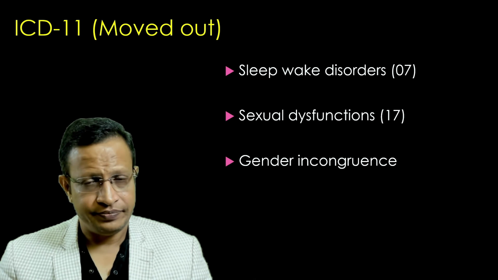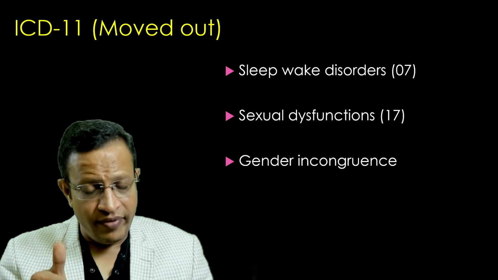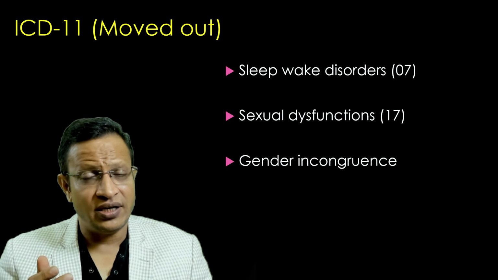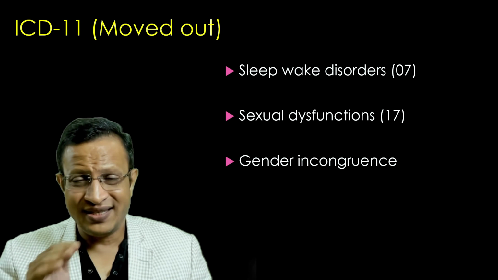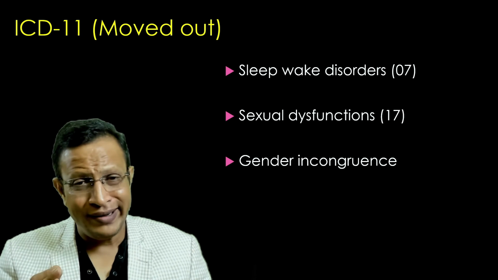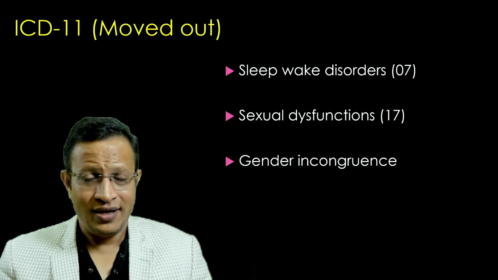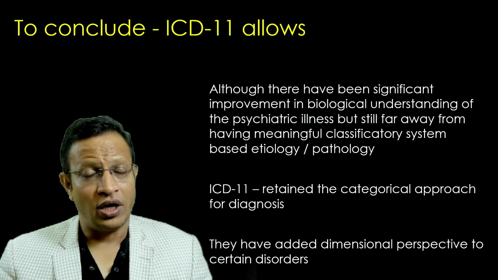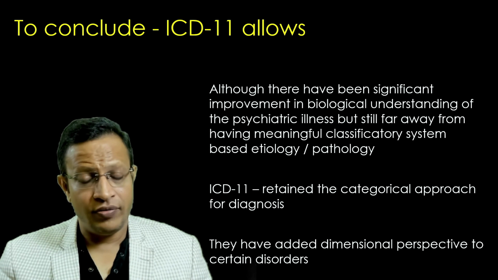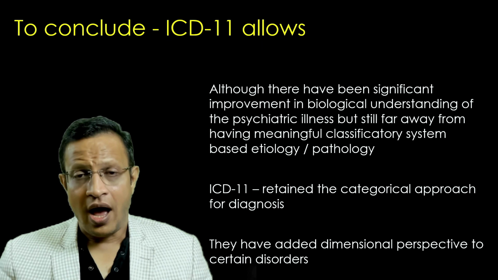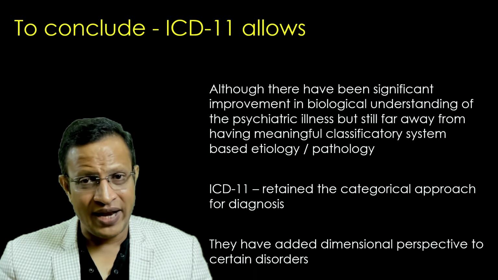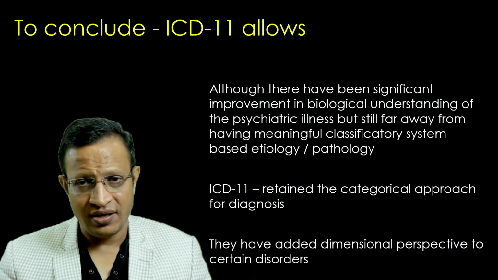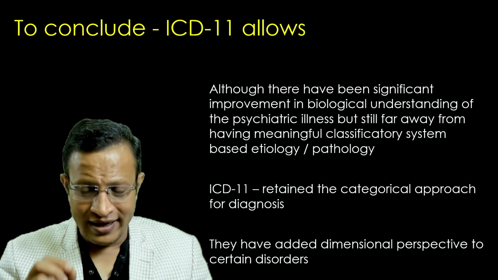But however, remember this, sleep-wake cycle disorders, sexual disorders, gender incongruence, the transgender, have been removed from psychiatry. They have been given a separate category under ICD-11. That means they no longer will be considered as mental disorders. To conclude, my dear friends, ICD-11 has been magnanimous. Another 10 different subcategories have been added. That means under ICD-11, we will have 21 different subchapters, whereas in ICD-10, it was hardly 11.